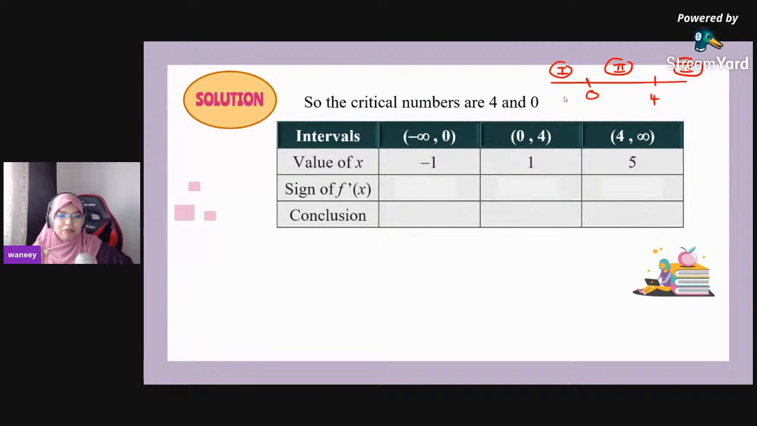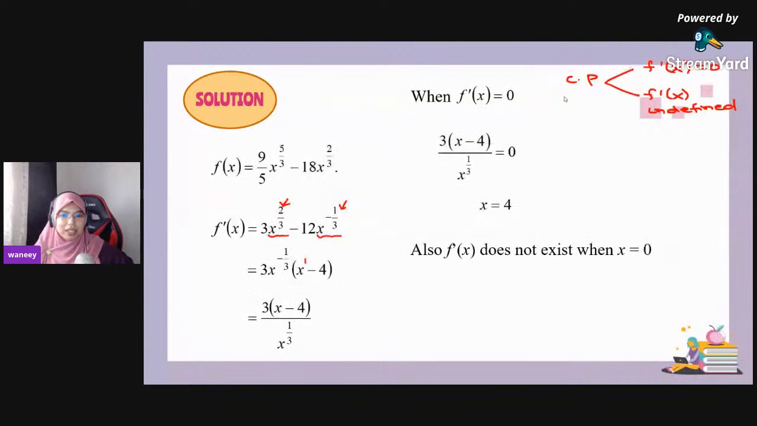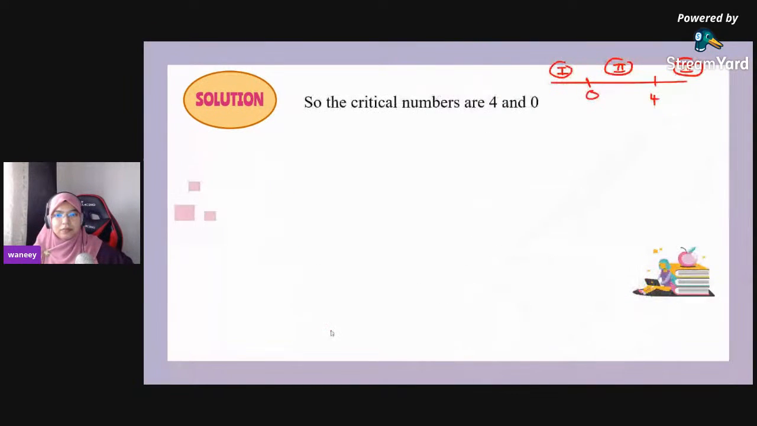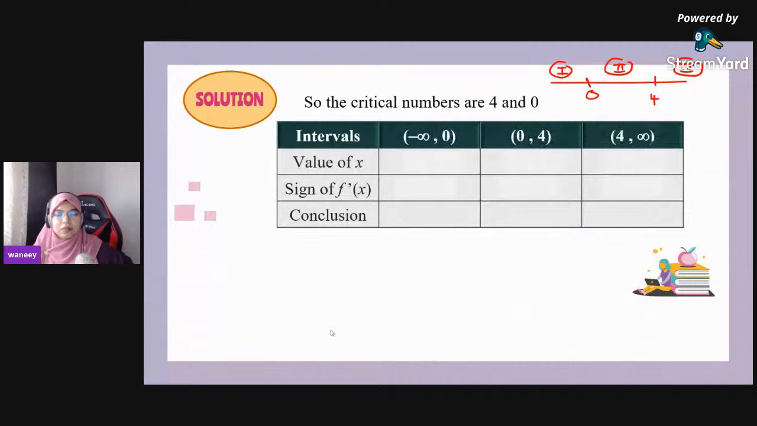Okay, so now f prime of x. Earlier, we already have our f prime of x. Just in case you couldn't remember, let us go back to f prime. F prime is this one: 3x minus 4 over cube root of x.